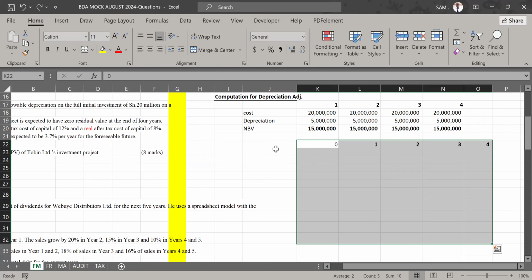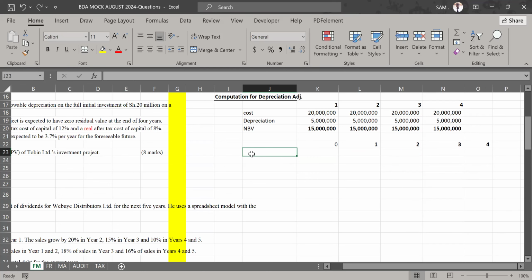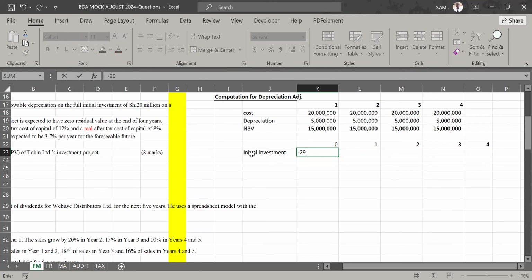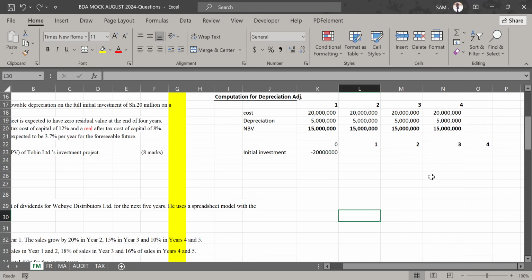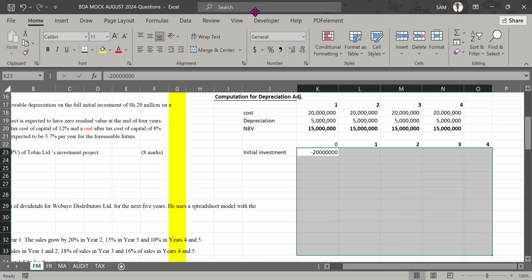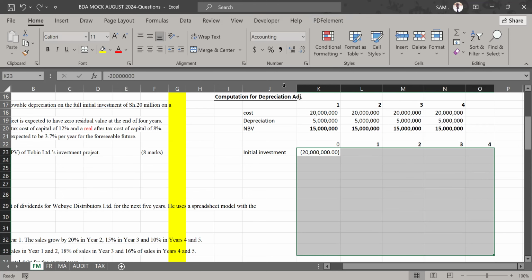So where do we start from? Initial investment. Because that is where we are spending money. How much are we spending? We are spending 20 million. That is the money that we are spending from the start, like that, 20 million.